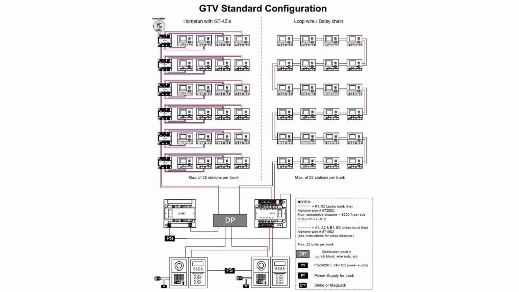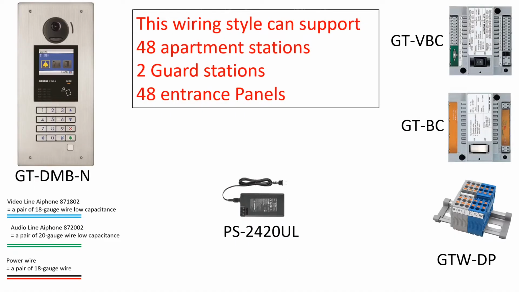There are two primary ways to wire the standard GT system. On the left-hand side, you'll see what we call the home run method, and on the right-hand side, you'll see what's called the loop method. When using either way of wiring the system, you're limited to 6 trunk lines on the output of the GT VBC, and each trunk line is limited to a maximum of 25 apartments. Let's take a closer look how we wire these.